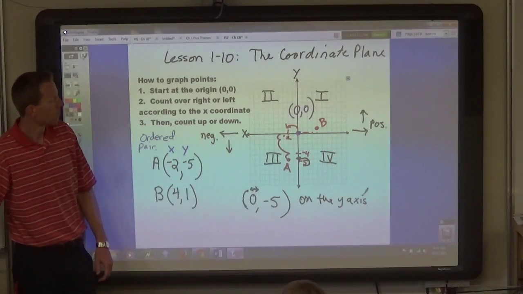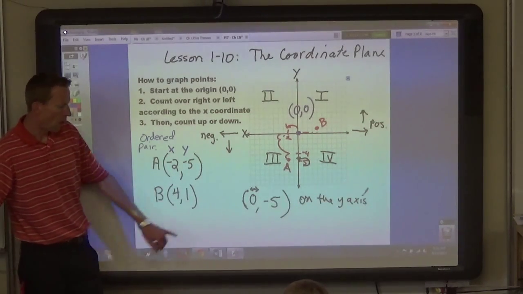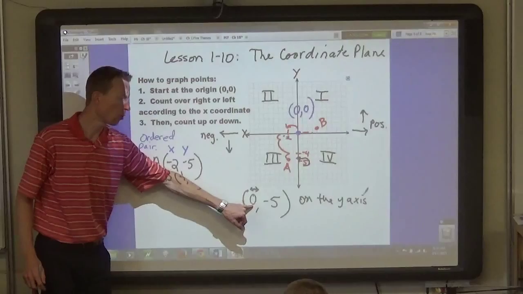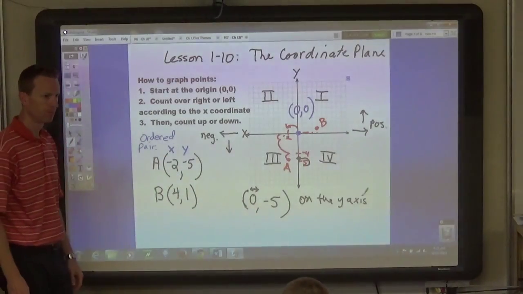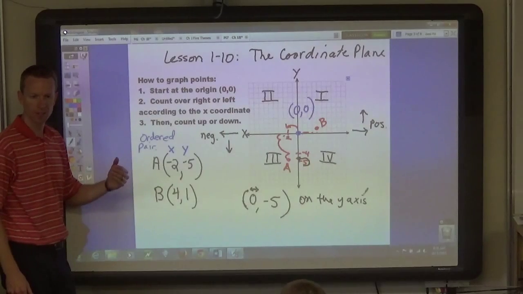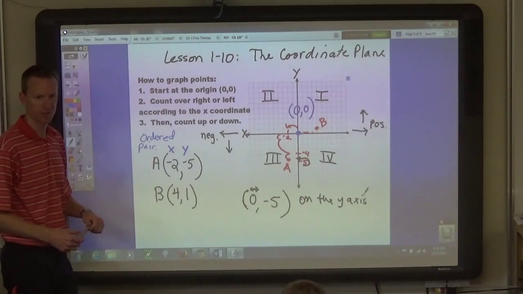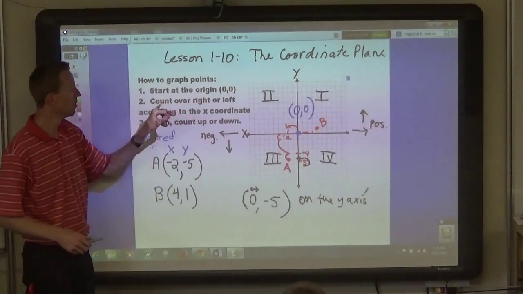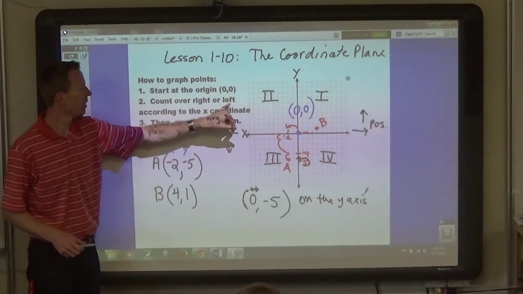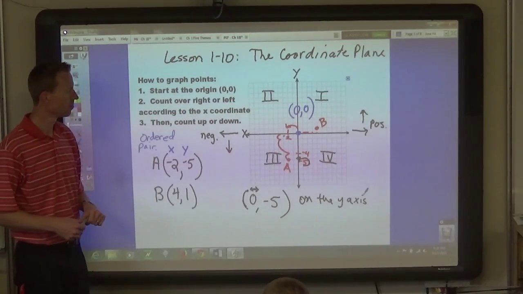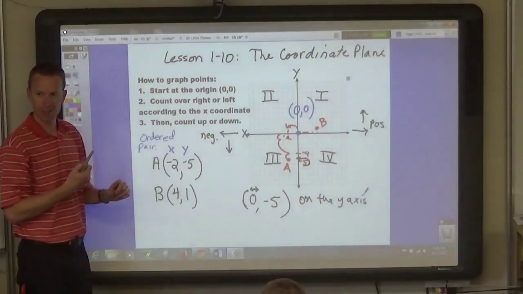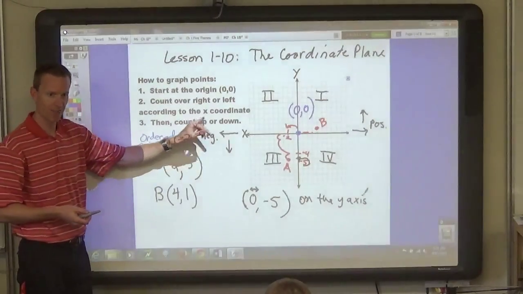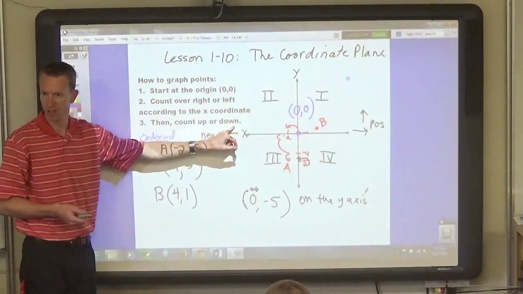AJ, which one do you do first, up or across? You always go across first. You always go wherever the x-coordinate tells you to go, and the x-coordinate is always first. So first go right or left, and then go up or down. Okay? Just like it says. Start at 0, 0. Count over right or left according to the x-coordinates, right being positive, left being negative. And then count up or down. Again, up being positive or down being negative. Okay?